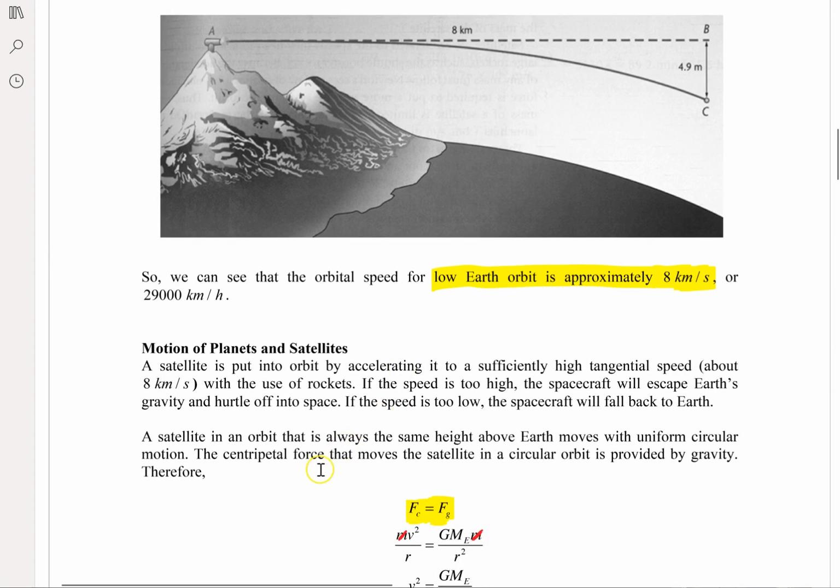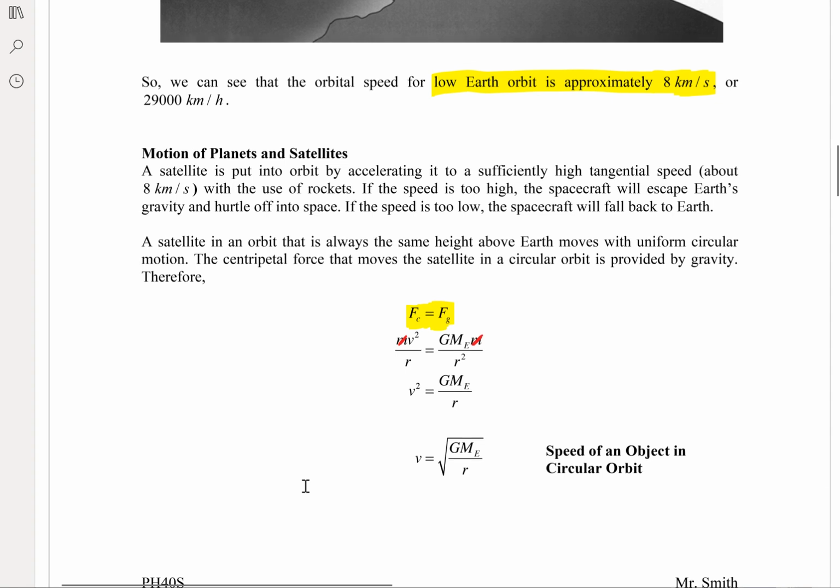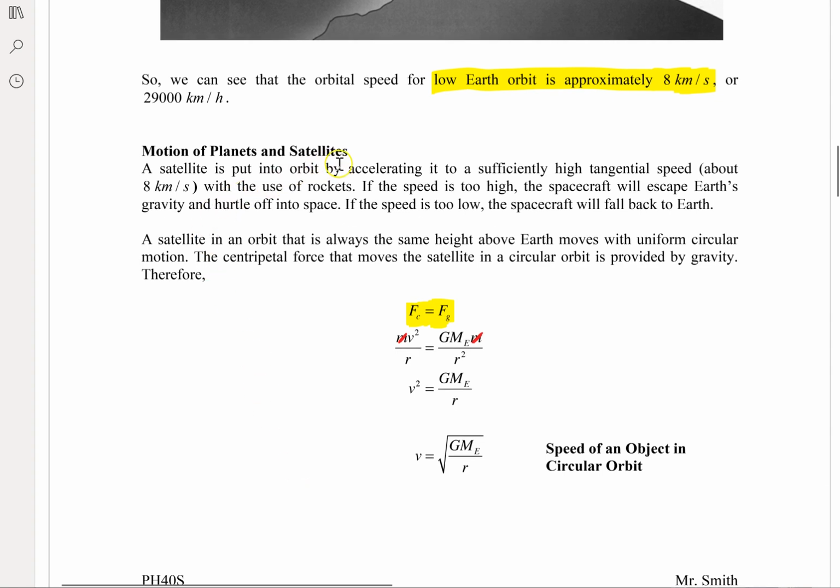But motions of planets and satellites also kind of match this. So a satellite is put into orbit by accelerating it to a sufficiently high tangential speed, or sideways speed, of about 8 kilometers per second, and that's with the use of rockets. If the speed is too high, it'll kind of skip off and not orbit the Earth, and if it's too low, it'll fall back in.